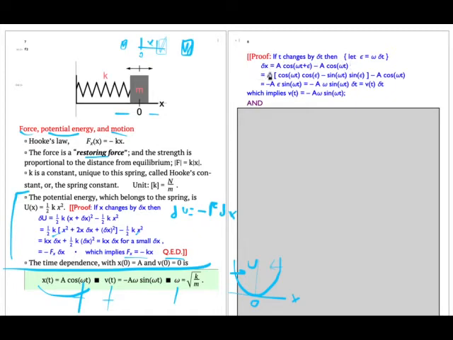Then what's delta x? Because remember, velocity is the rate of change of x. So velocity is delta x divided by delta t, the change in the position divided by the change in the time. All right, so let's calculate the change in the position, delta x.